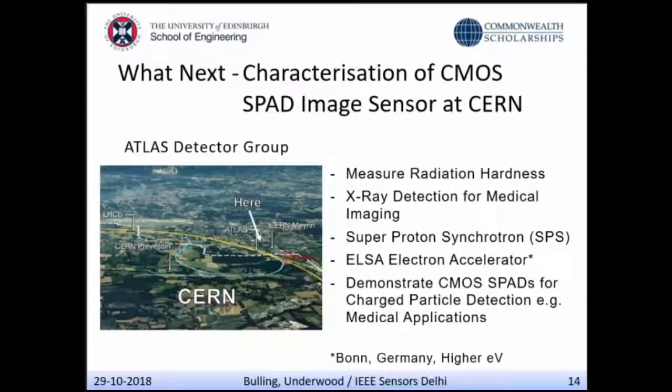So we'd like to do some radiation hardening, furthermore some X-ray detection, with possibility for medical imaging devices, access to their SPS, which is a pion beam, so moving away from electrons to something else, and also access to the ELSA electron accelerator, which allows for ramping up of the electron energies, and also radiation size, as well as the amount of electrons that we can deliver at any time. So a lot of nice parameters there to determine the efficiency of the device in terms of charge detection. Basically, we'd like to demonstrate CMOS SPADs for charged particle detection in medical applications, etc.